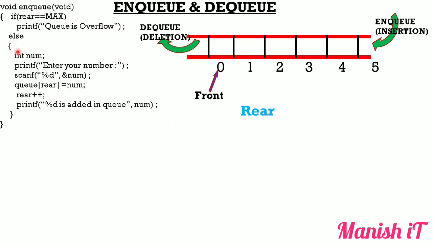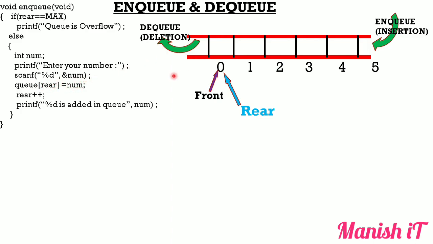Otherwise, initially rear is pointing to the 0th location, so the rear value is 0. If the condition fails, it goes to the else part. The else part has an integer variable, and we give a message to the user: enter your number. After scanning that number from the user, that number is stored in the queue.